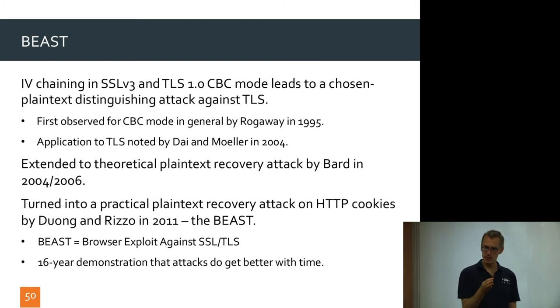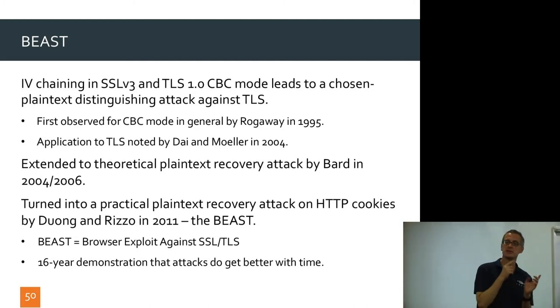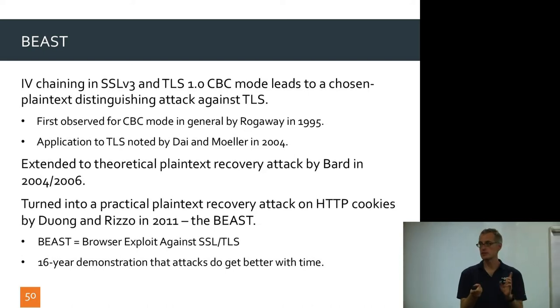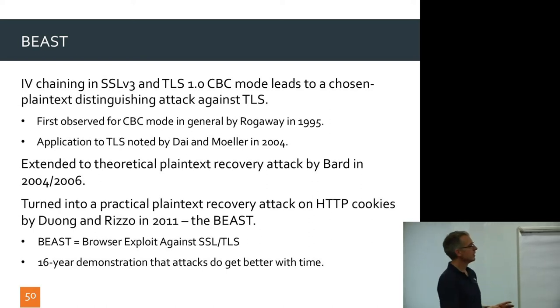Do you remember what a distinguishing attack is? The attacker is able to choose two messages. One of them gets encrypted. He sees the ciphertext, and his job is to say which one of the two messages got encrypted. Was it attack at dawn or retreat? That's his job.